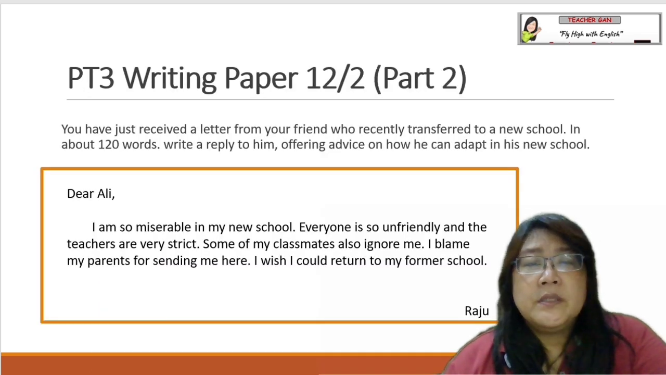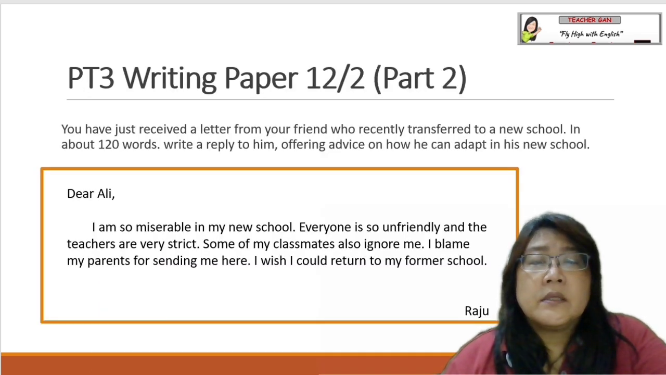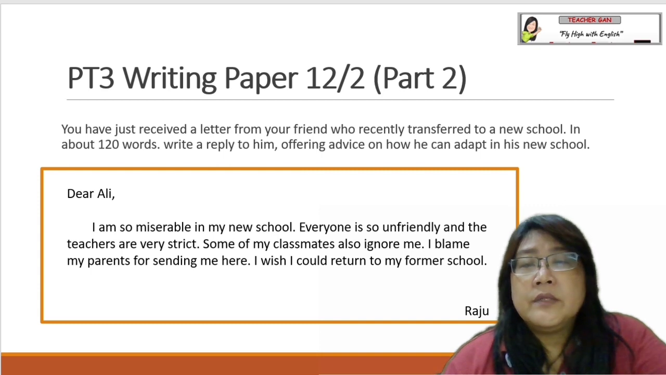This is the PT3 writing paper, and the code is 1212/2, which is Paper 2, and it is Part 2. Let's look at the question. You have just received a letter from your friend who recently transferred to a new school. In about 120 words, write a reply to him offering advice on how he can adapt in his new school. So this is the letter.